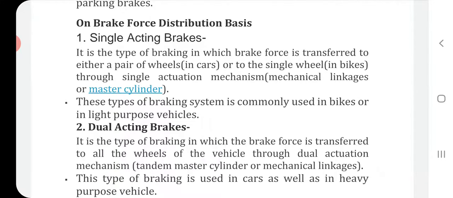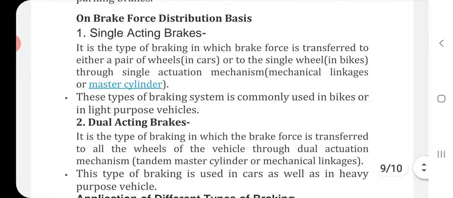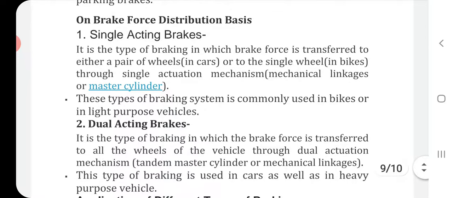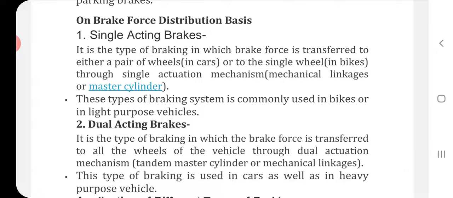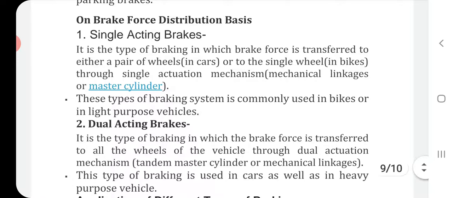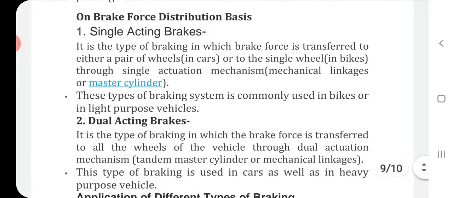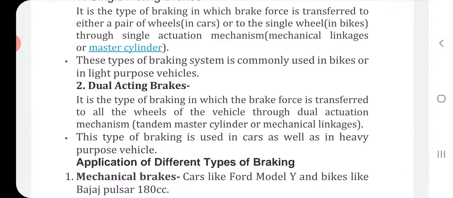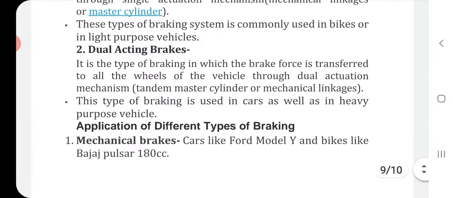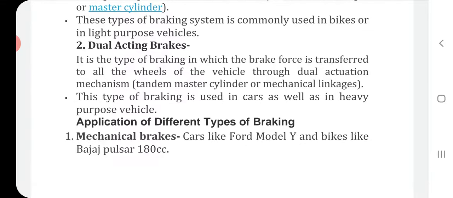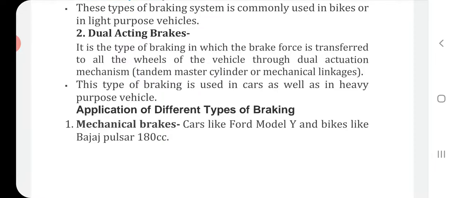The next classification is on braking force distribution: single acting and dual acting. Single acting is a type of braking in which braking force is transferred to either a pair of wheels or a single wheel through a single actuation mechanism. This type of braking system is commonly used in bikes or light purpose vehicles. Dual acting brakes are the type of braking in which the braking force is transferred to all the wheels of the vehicle through a dual actuation mechanism. This type of braking is used in your car. You use one pedal, and because of that all four wheels are stopping, as the braking force goes to all of them.